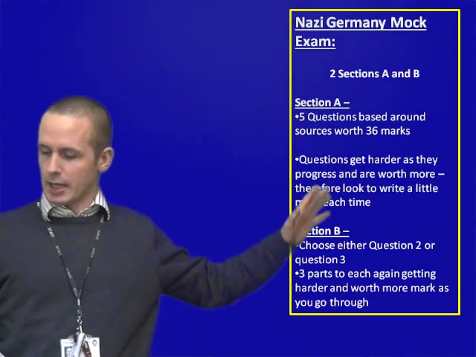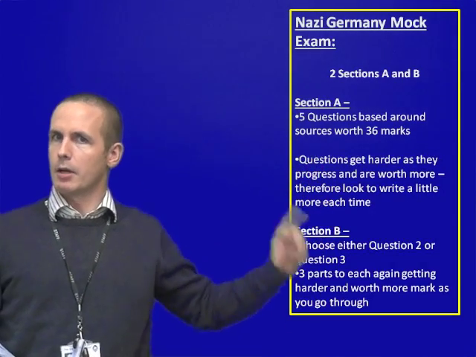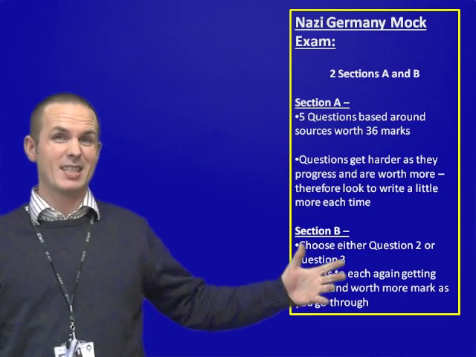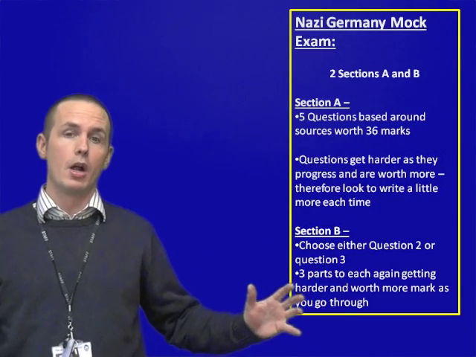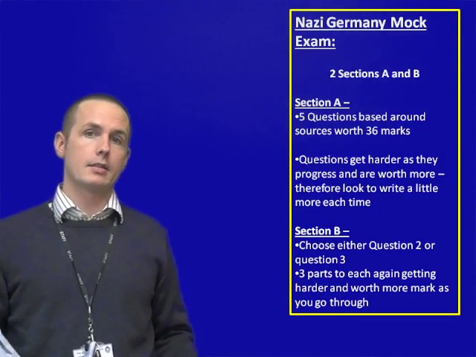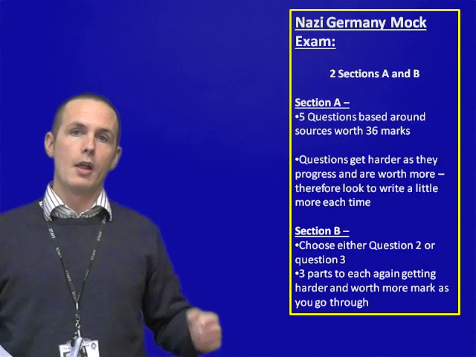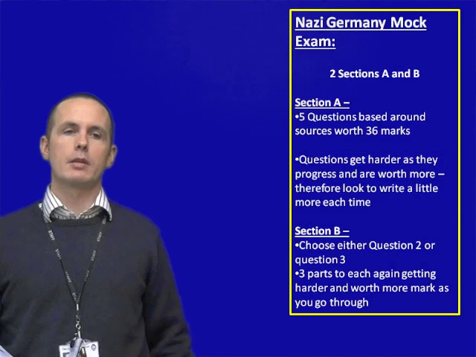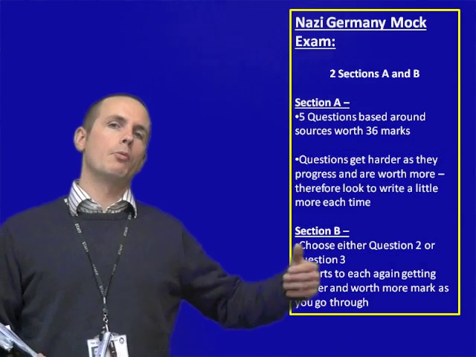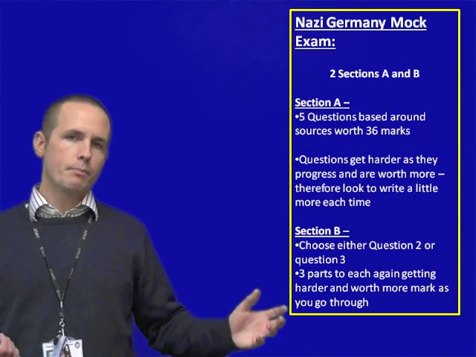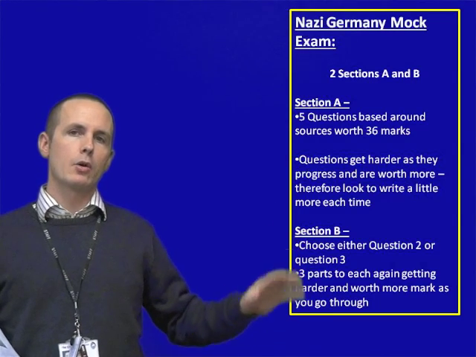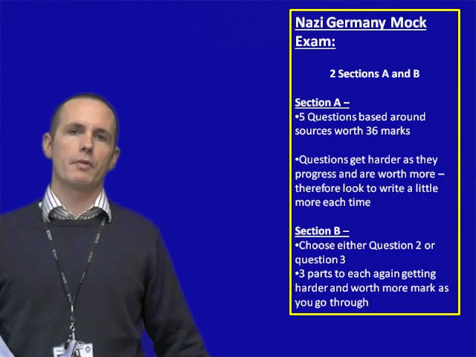So the paper's going to have just two sections this time, a little bit simpler. The first section is going to be worth 36 marks, so a huge amount of the overall total, and the second section 24. The first one will be based on sources again, and you'll work through questions that get gradually more difficult. You also get more marks for those questions. So basically, biggest top tip on this, make sure you are spending as long as possible on the questions at the bottom of the paper.